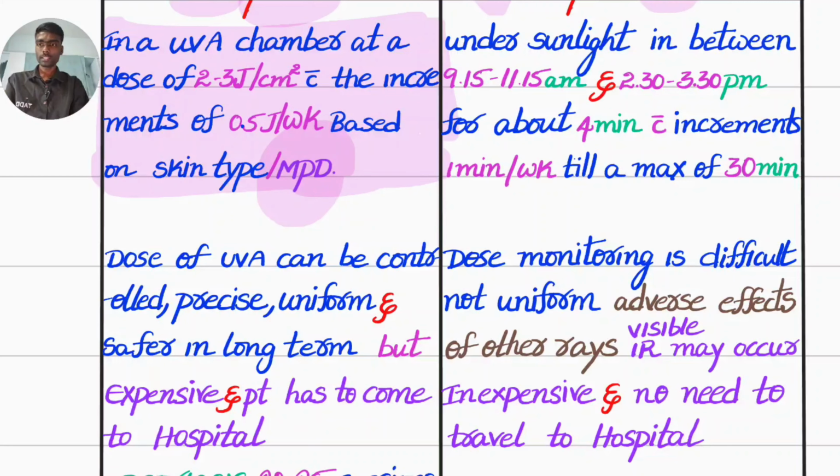Whereas in PUVA sol, after taking tablet at home only, no need to come to hospital, patient has to get exposed under sunlight, particularly in between 9 to 11 am or afternoon 2:30 to 3:30 pm, where UVA radiation will be more, for about 4 minutes. For each session, they can increase 1 minute per week till a maximum of 30 minutes. Based on side effects, if they get erythema, they have to continue with 4 minutes only. If they are okay, they can increase 1 minute per week till a maximum of 30 minutes.